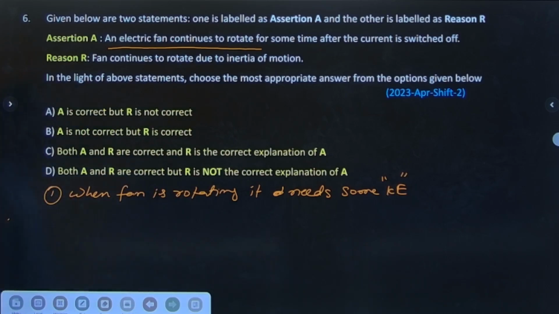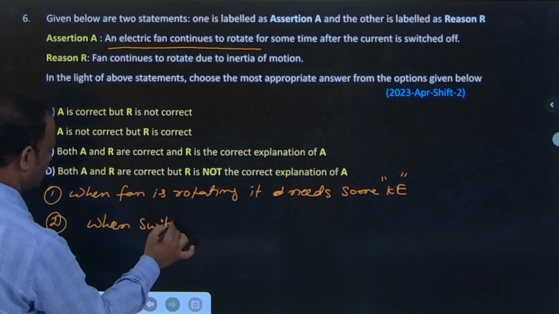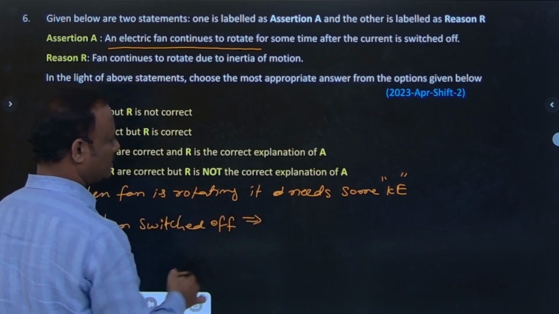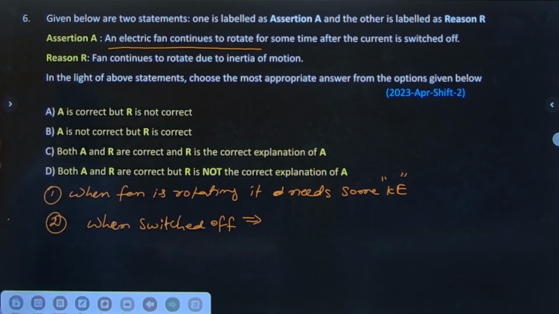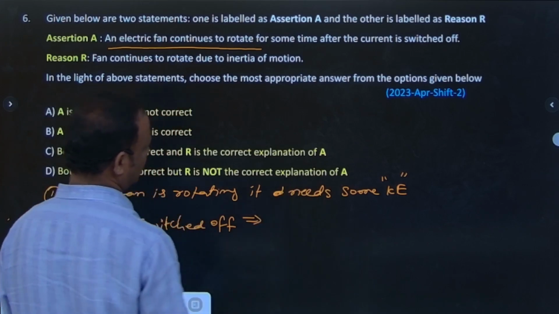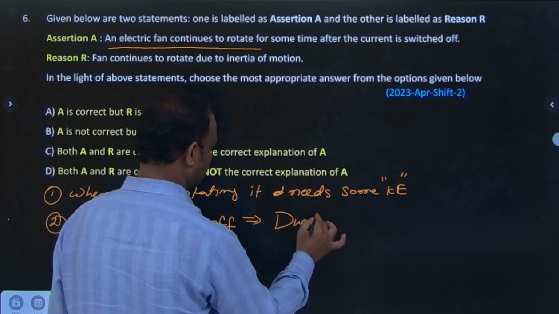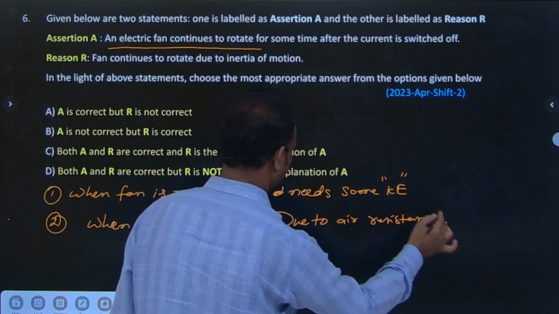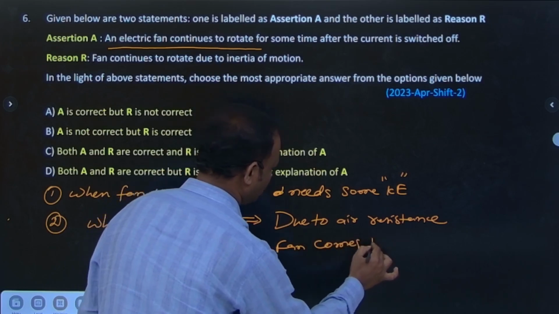And next, when it is switched off, what happens now? Due to air resistance, after some time it comes to rest. Its energy gradually decreases, and due to air resistance the fan comes to rest.